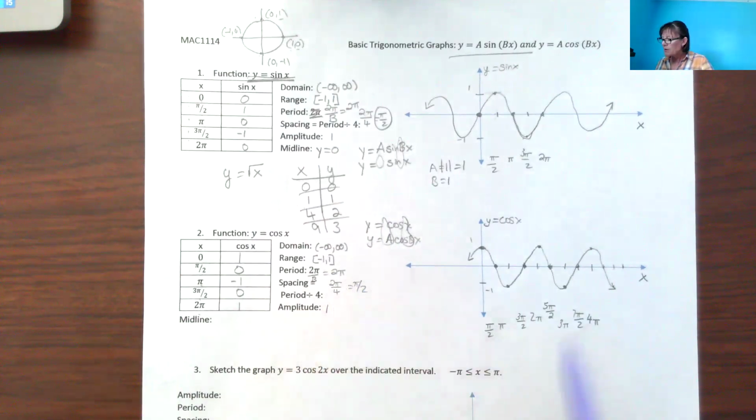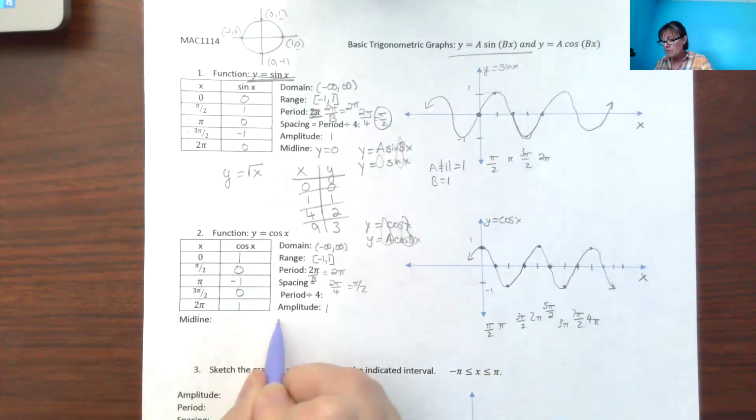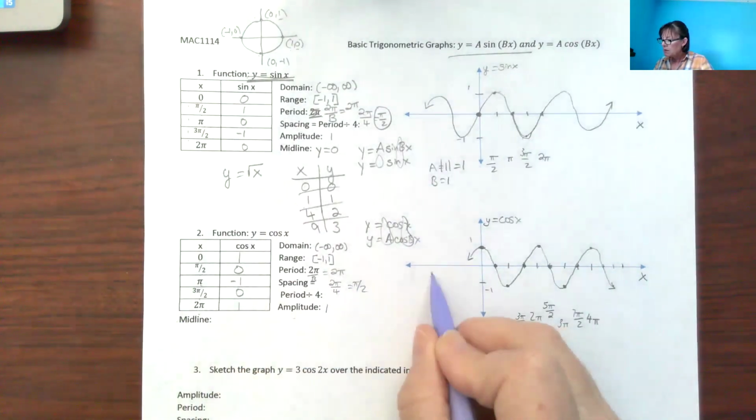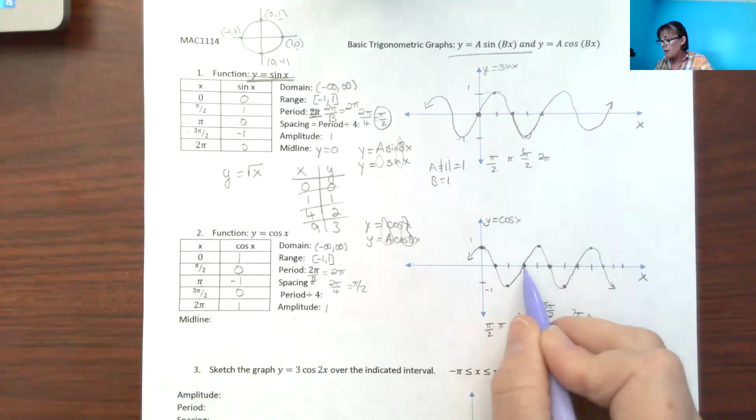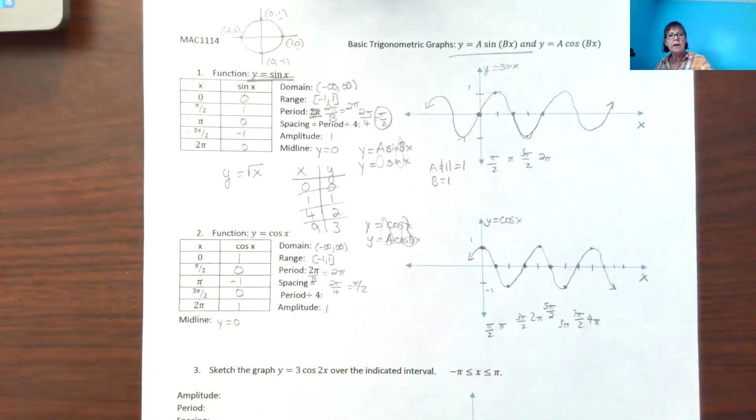And so that told me how to mark up my x-axis to get the interesting points on this graph. The midline, which on your sheet, hopefully, has already been shifted over here, is the middle of the graph, which is at y equals 0. All right, so this is the basic cosine graph.